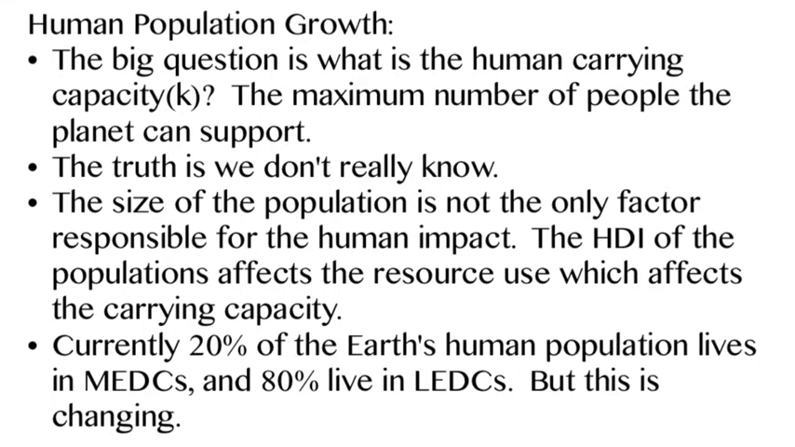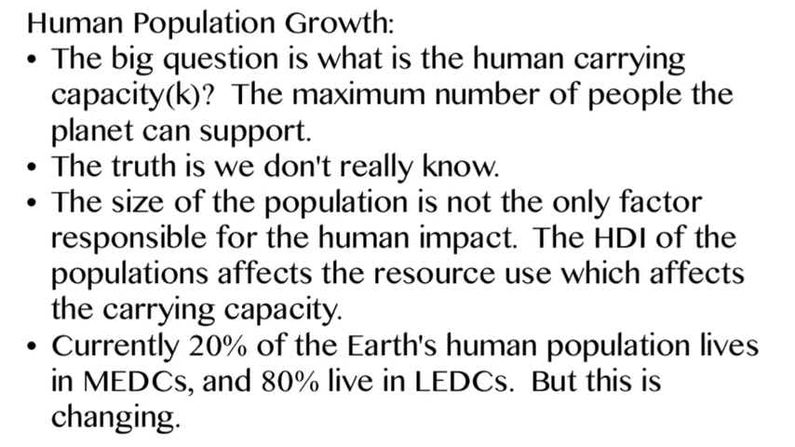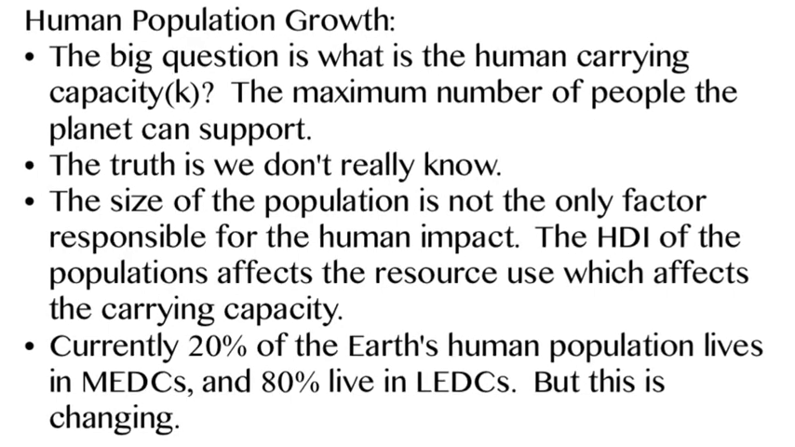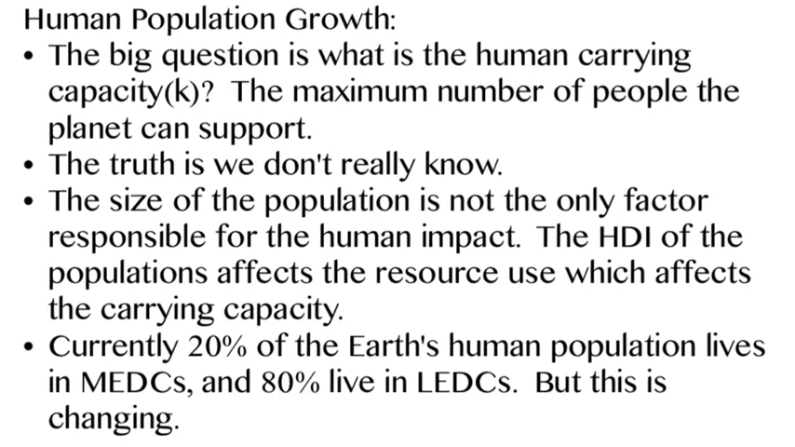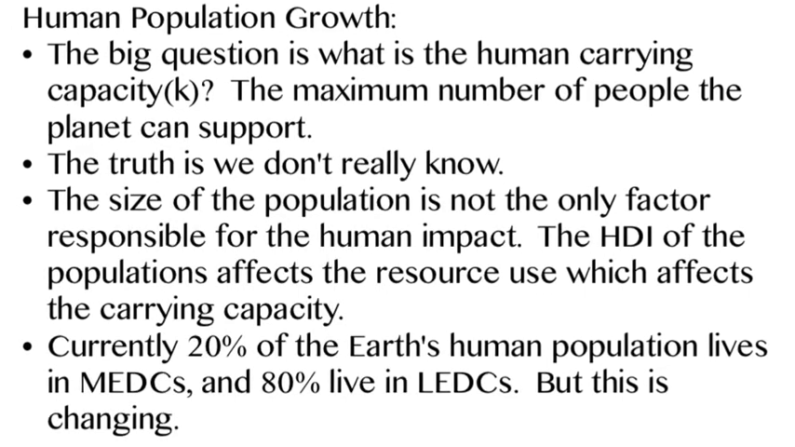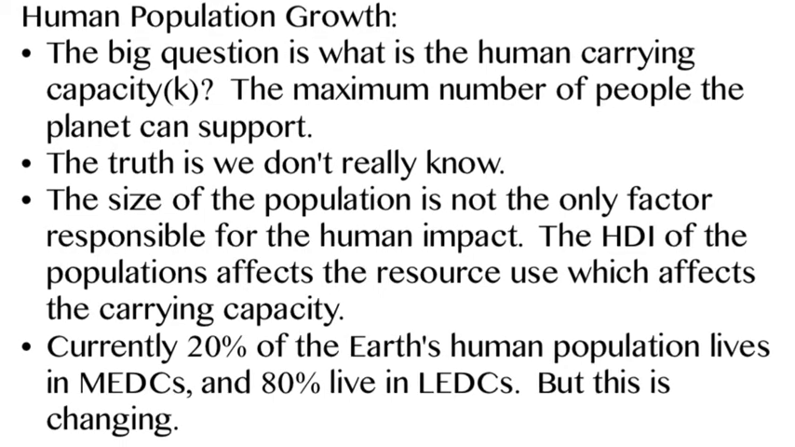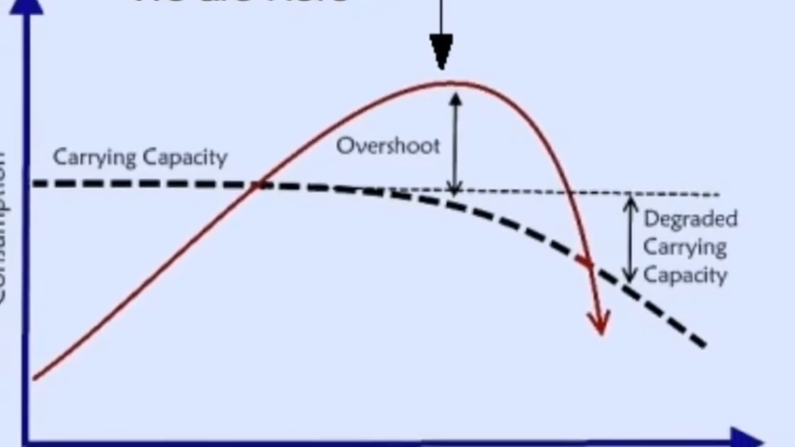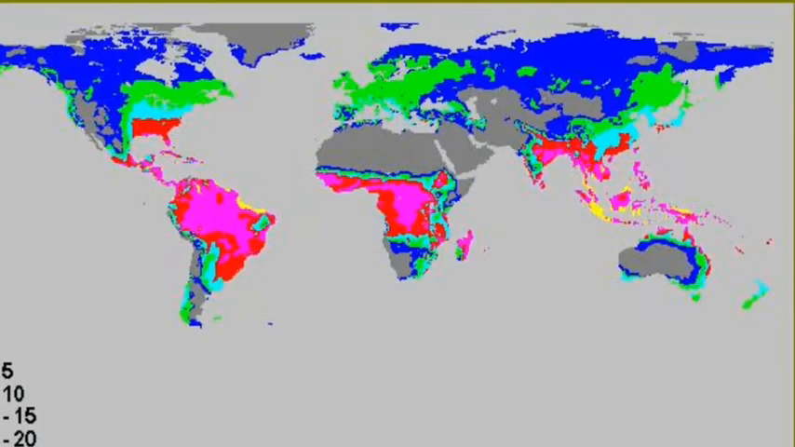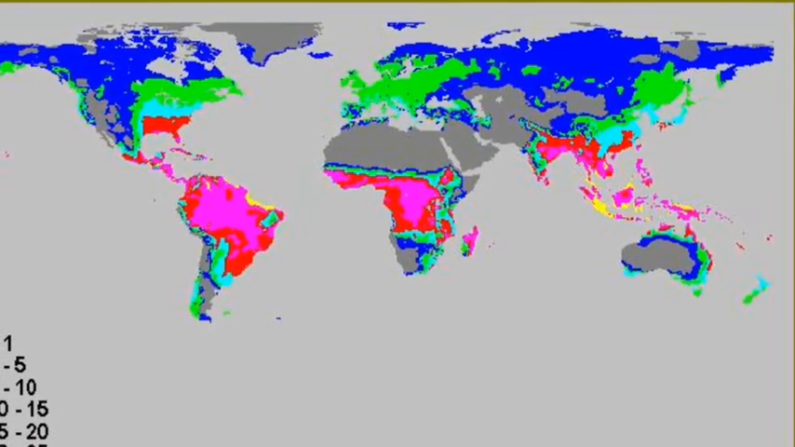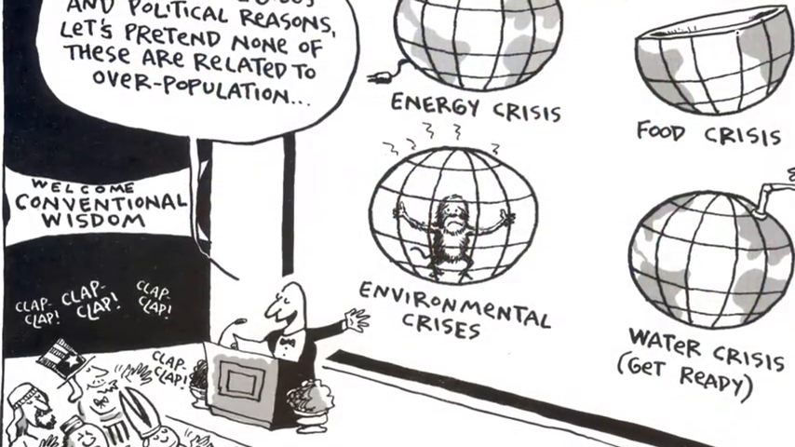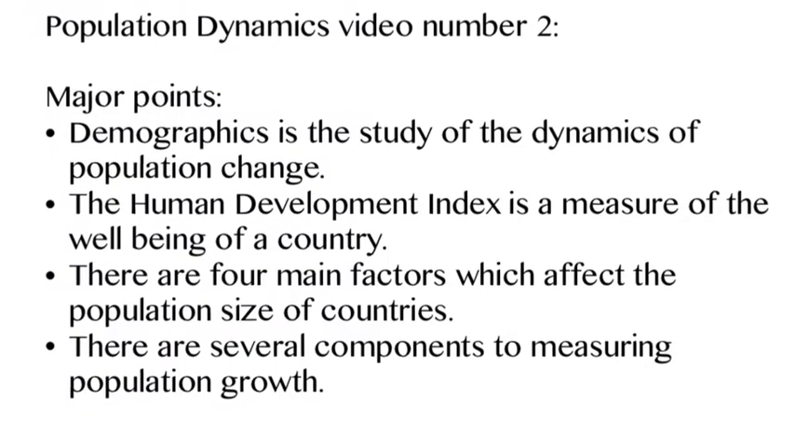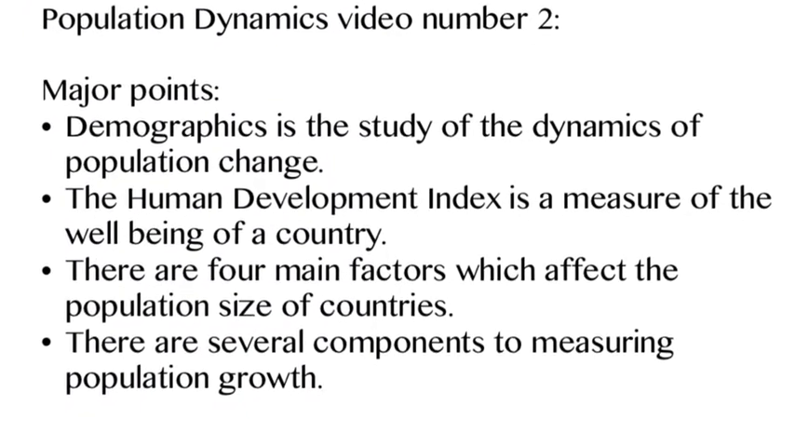Human population growth. This is the big question, guys. What's the maximum number of people that we can sustain on the planet? Nobody knows. The size of the population is not the only factor. If you think about it, as the HDI goes up for people around the world, then their resource use goes up, and that affects the carrying capacity. But as we get more efficient at growing things, as we get more efficient at using things and producing less waste, that also affects resource use. So the real answer is it's sort of this race between how population growth is increasing and how our use of resources is increasing or decreasing. So you put all that together, that really makes it an unknown question.